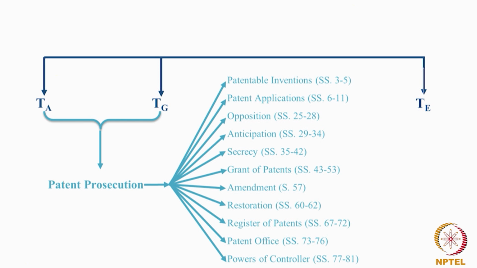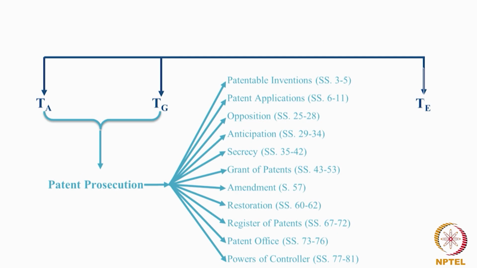Then you have the provisions on anticipation, the exceptions to anticipation, in sections 29 to 34. We have secrecy provisions in sections 35 to 42. Then for the grant of the patent, there are sections covering the grant, because grant could be seen as the TG that starts with the grant, but there are provisions which go beyond the grant too, because we mentioned that things that happen upon the grant and soon after the grant could come under the TG. So you have grant of patents covered under sections 43 to 53. Then we have amendment at the patent office, that's section 57.